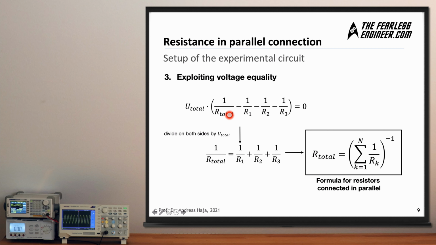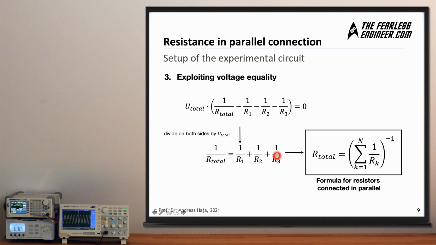And as you can see here, we're going to isolate U total on the left, then we're going to divide by U total both on the left and on the right side, and what's left is the inverse of the total resistance, which is identical to the sum of the inverted individual resistances.